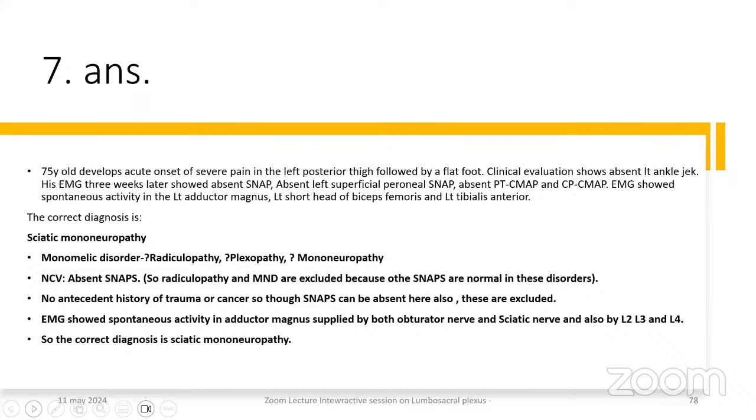It is a monomelic disorder and NCV shows absent snaps. So radiculopathy and MND are excluded because other snaps are normal. No antecedent history of trauma or cancer. So though snaps can be absent here also, these are excluded. EMG showed spontaneous activity in adductor magnus, supplied by both obturator nerve and sciatic nerve, and also by L2, 3, and 4. The correct diagnosis is sciatic mononeuropathy.